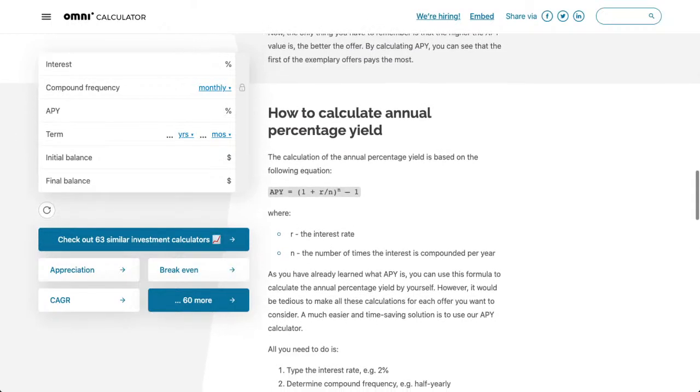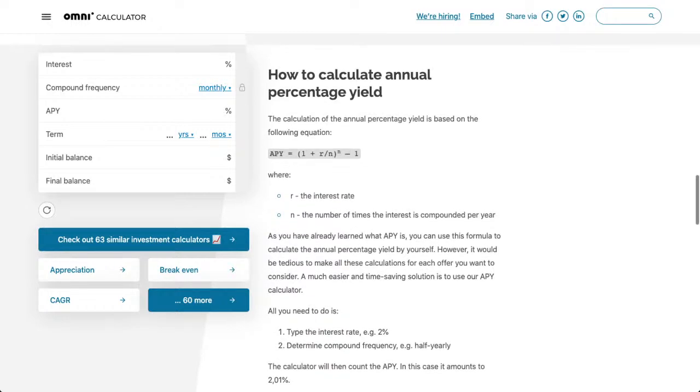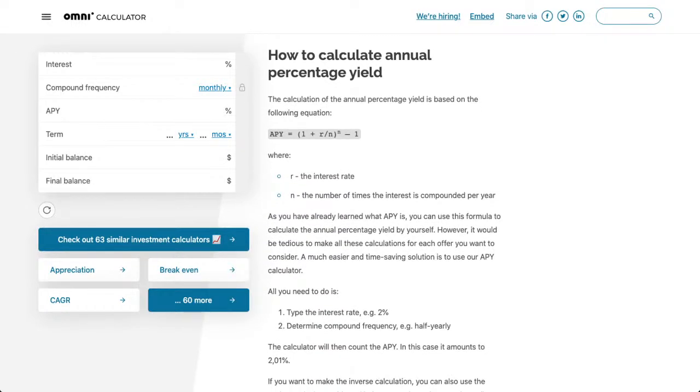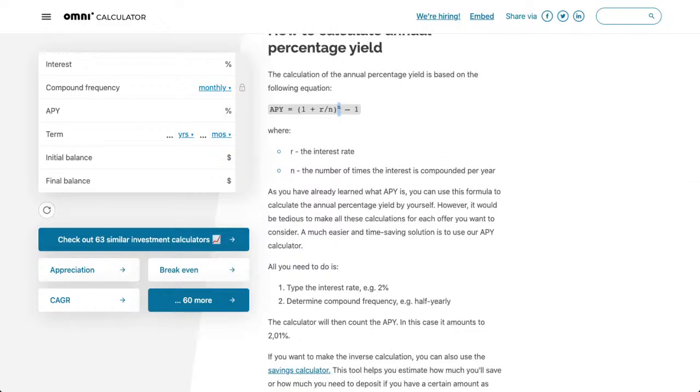So let's have a quick look at the more technical details of how to calculate annual percentage yield. You don't have to remember this formula, you just have to have a basic understanding of this calculator, which this formula is being put into. The calculation of the annual percentage yield is based on the following equation: APY equals (1 plus R divided by N) to the power of N, minus 1. Here R is the interest rate, and N is the number of periods that you're compounding. The 1 is that starting value, which reflects your initial investment amount. That is the interest rate there, and these are the time periods.